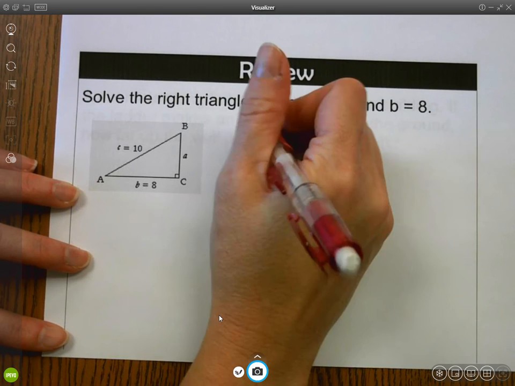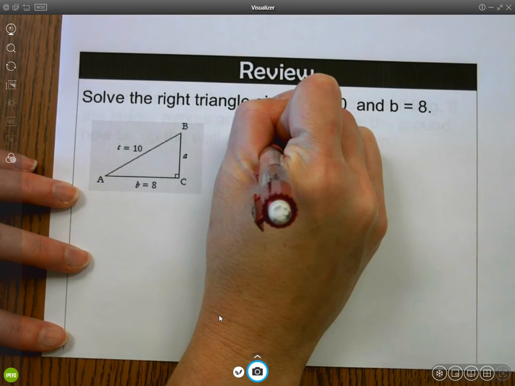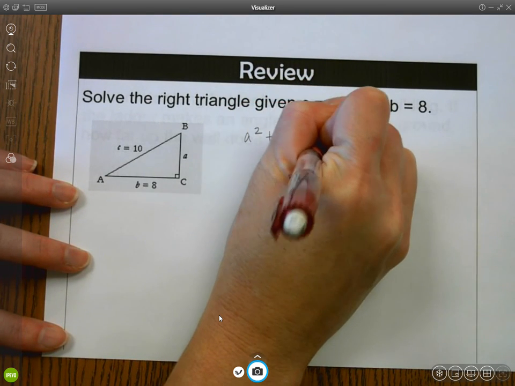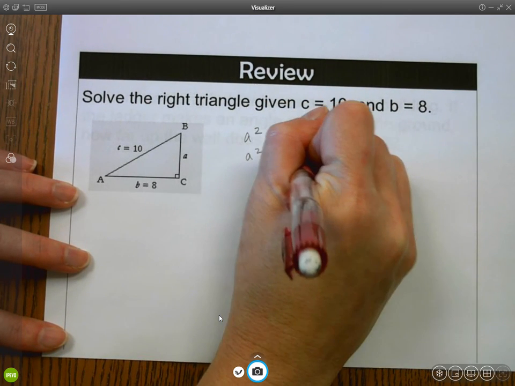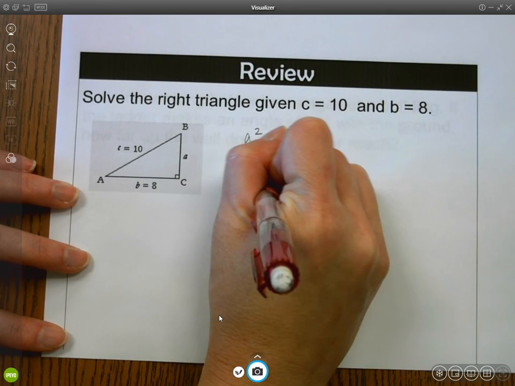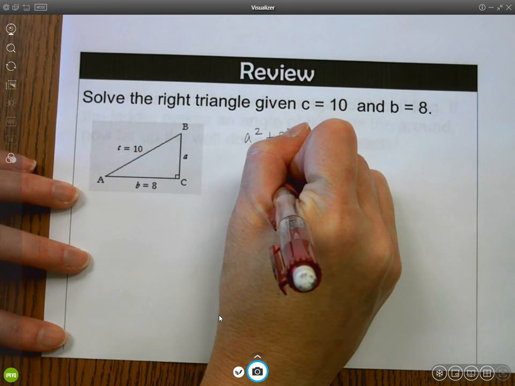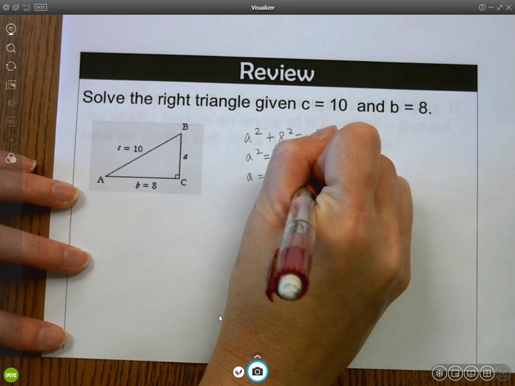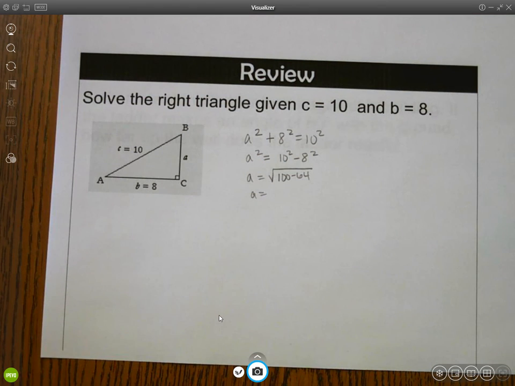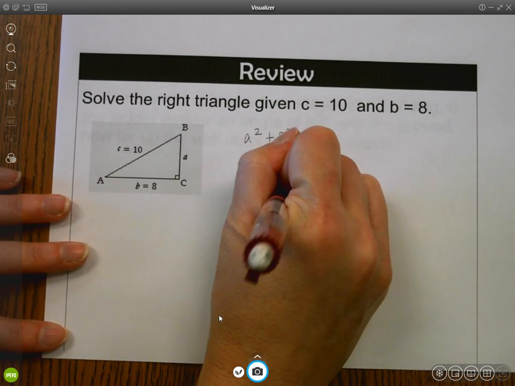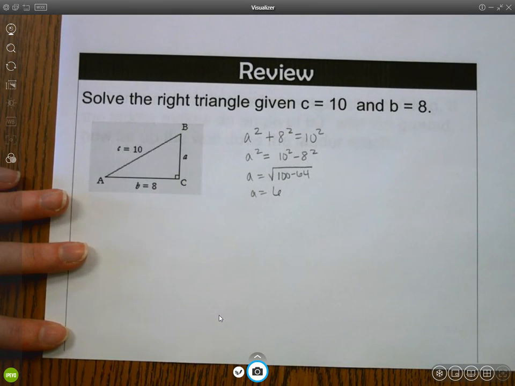Well, to find this other side, I can just do the Pythagorean theorem. So a squared plus 8 squared equals 10 squared. So a squared equals 10 squared minus 8 squared. So a is the square root of, what is that, 100 minus 64. You don't even have to do that much in your head, but that was easy to do. So the square root of 100 minus 64, which I believe is 36, so we get 6. Yes. All right, so we know that a is 6.